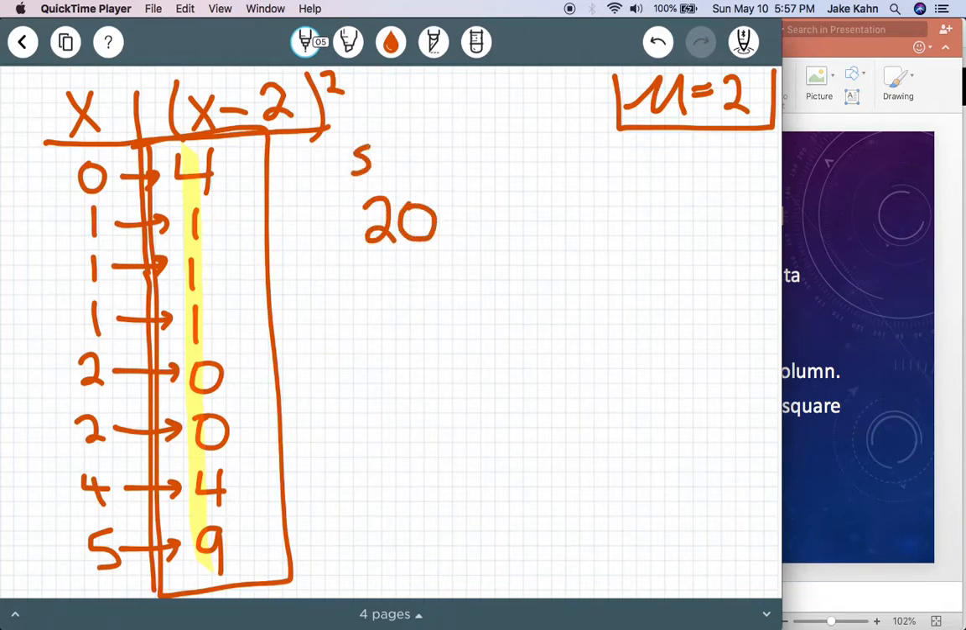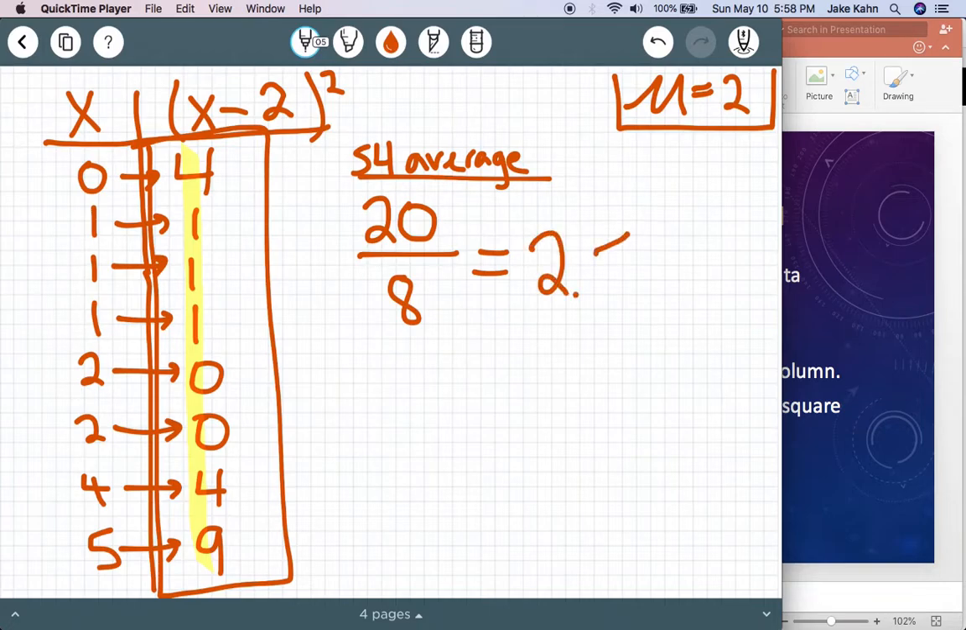So my step 4 average is going to be 20 divided by 8. I added up all the numbers in the second column, and now I'm dividing by the number of points I have. 20 divided by 8 is equal to, I'm going to get a decimal here, I'm going to keep it as a decimal, 2.5.